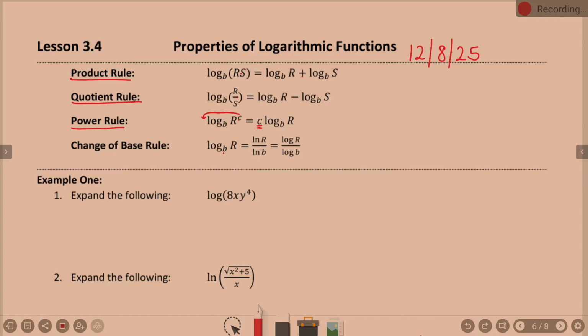Okay? So, in example 1, we have 1, 2, 3. We're going to either expand, like in 1 and 2, we're going to take a singular log statement and expand it, using things like product, quotient, power rule, and expanding this into multiple individual logs. When we get down to example 3, we're going to do the opposite. We're going to take those 3 logs there, and we're going to condense that and write it as 1 log. Okay? Ready to try it out?